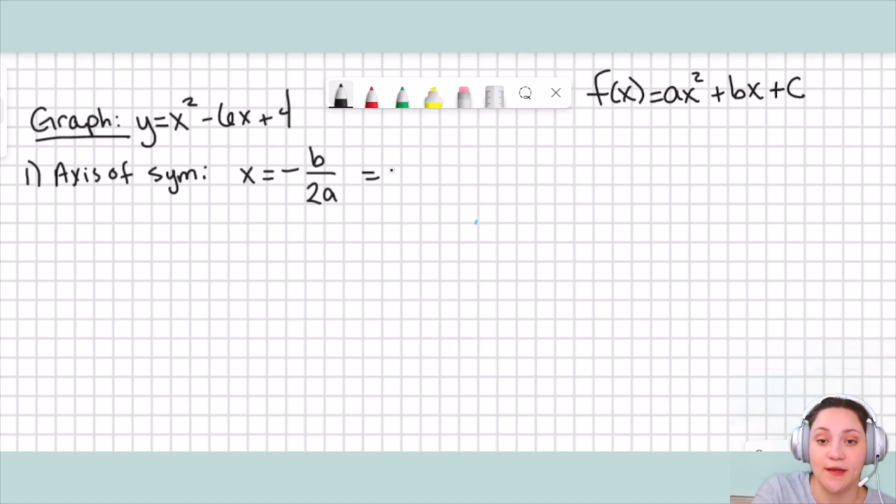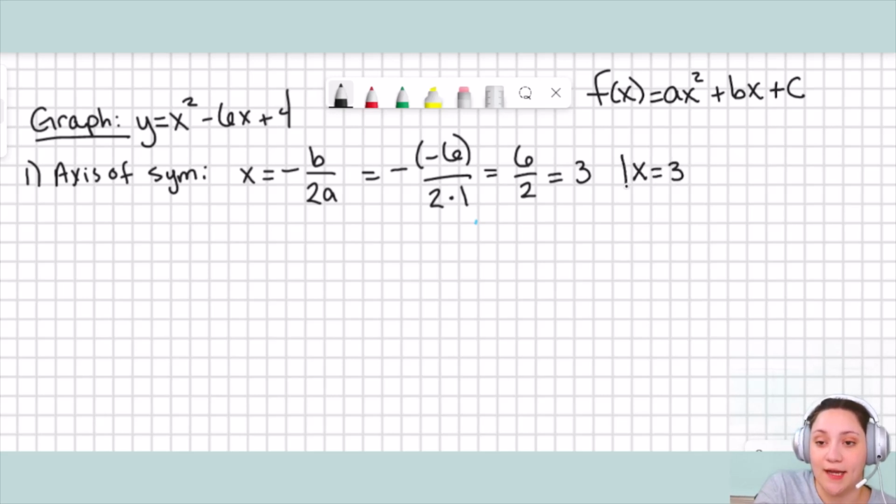In this case, we have negative b, where b is equal to negative 6, over 2 times a, where a is equal to positive 1. And that is equal to positive 6 over 2, which is 3. So my axis of symmetry is the line x is equal to 3. We're just going to keep that piece of information handy.